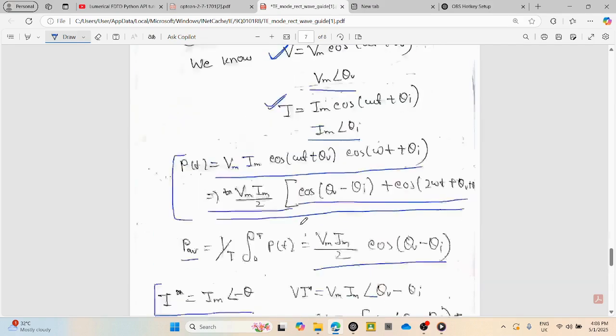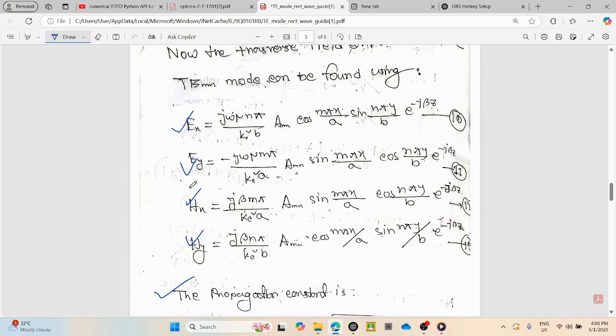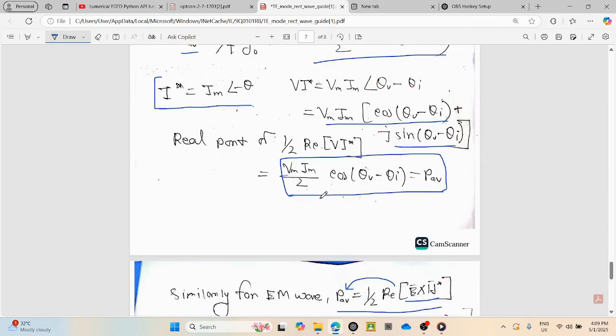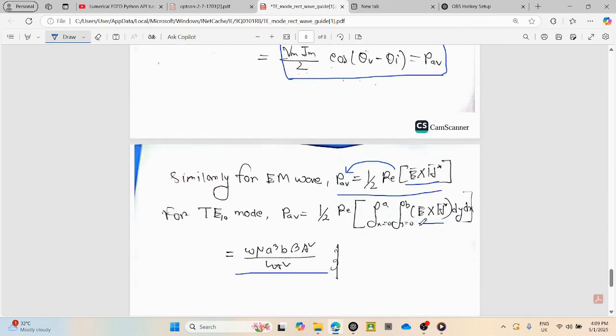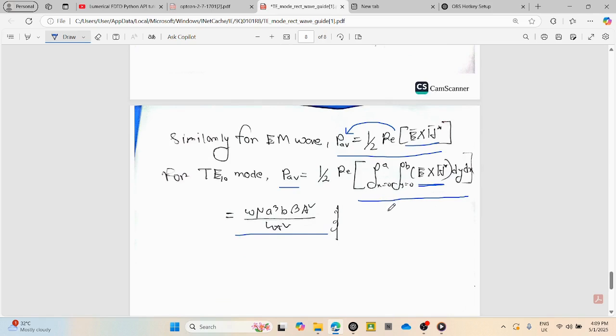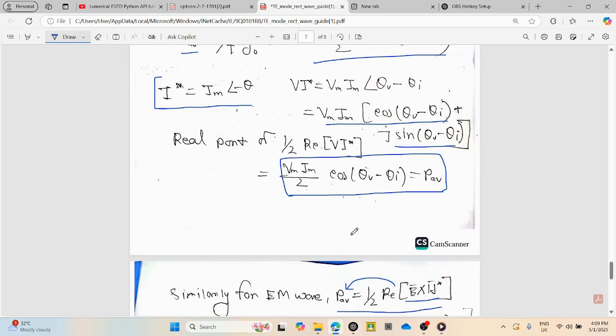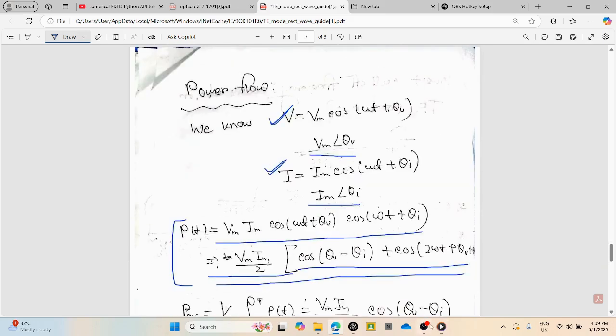E and H were found previously, and applying this equation of E and H, we get the cross product of it. Then we will do the surface integral along the x and y direction of this radial Poynting vector, and taking the real part of this whole equation will give us the average power. Eventually, after doing all the calculation and simplification, we will end up with this equation, which is omega into mu a cube into b beta a square by 4 pi square. And thus we will be doing the power flow analysis for the electromagnetic wave.